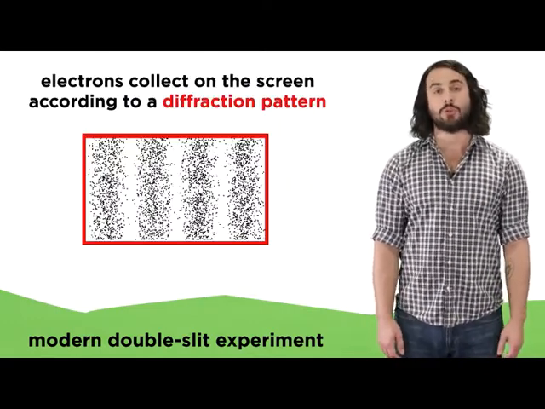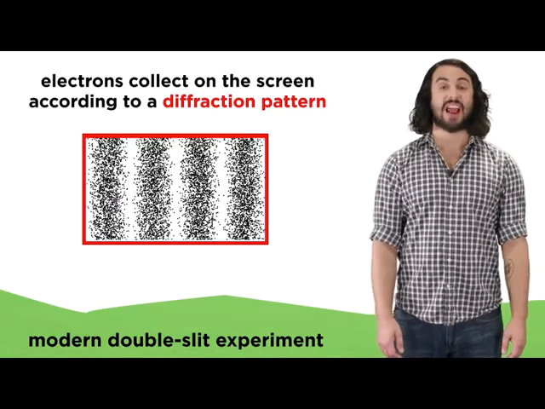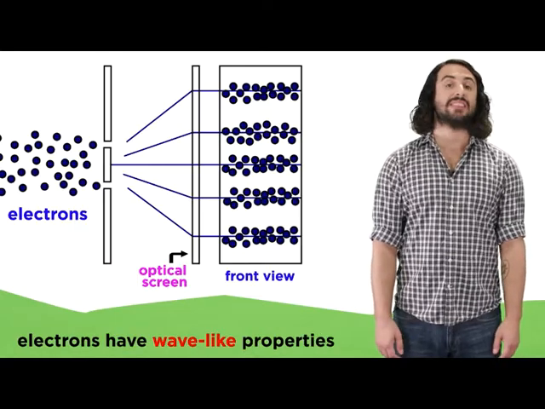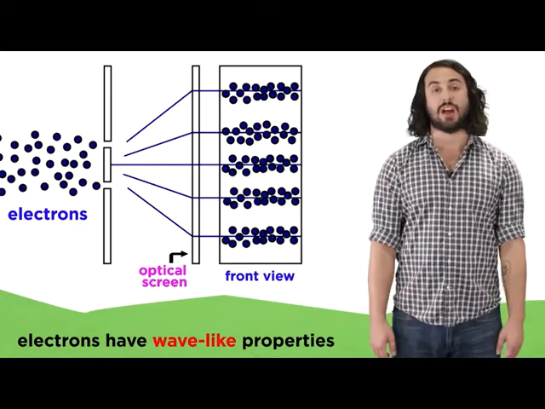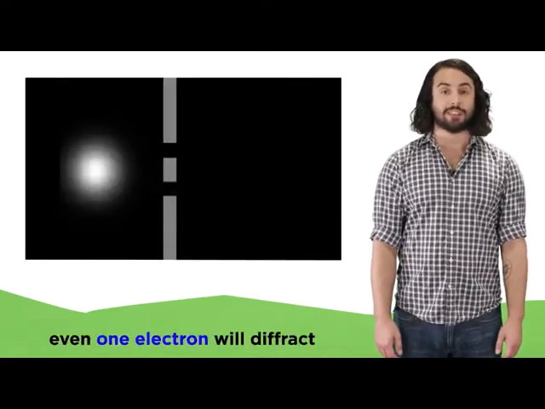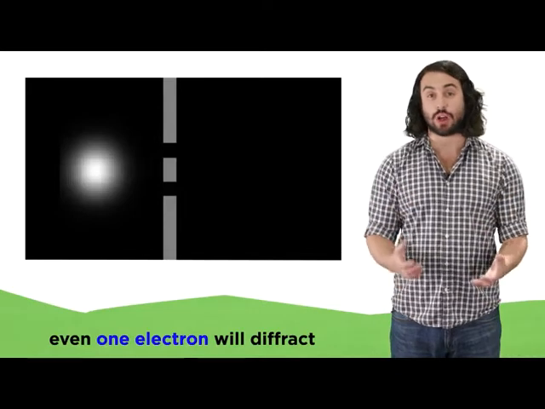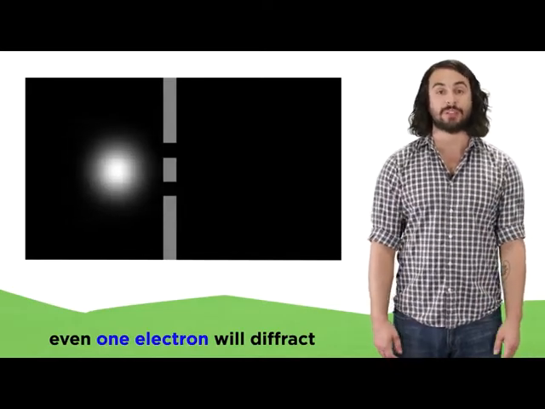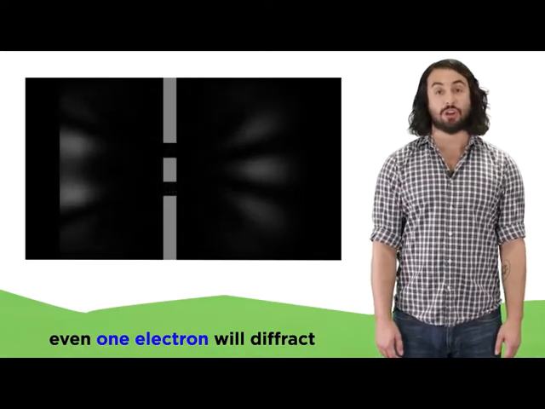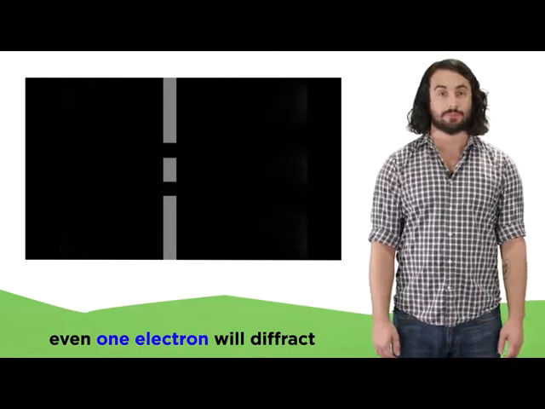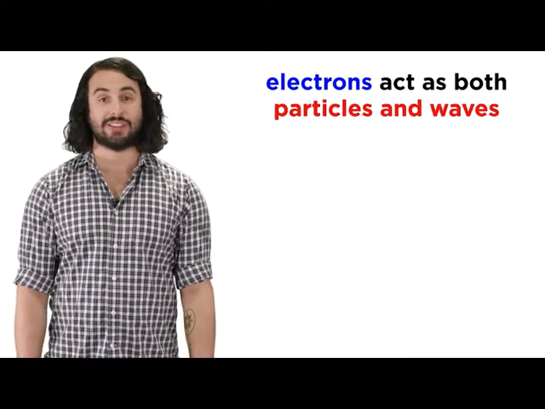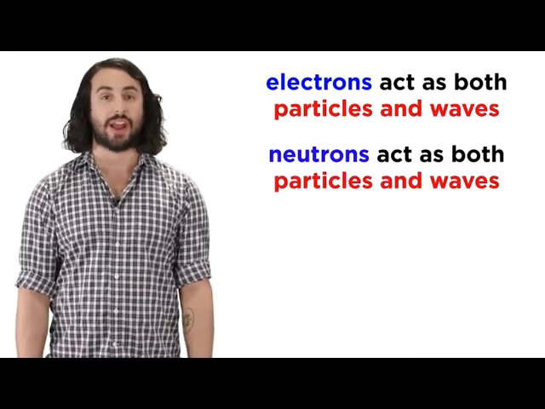From this, it was shown that a beam of electrons exhibits diffraction and interference patterns, just like light does. This demonstrates the wave-like properties of electrons, and by extension, matter in general. Later, low-intensity experiments showed that even an individual electron, when passing through biprisms or slits, will interfere with itself, making the wave-like nature of the electron undeniable. So it was shown that electrons act as both particles and waves, but not just electrons. Neutrons were also shown to exhibit diffraction patterns.